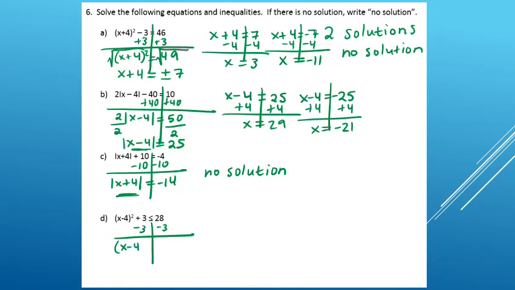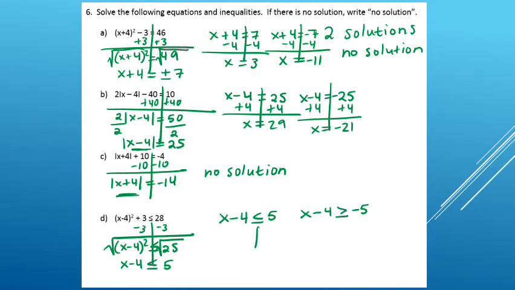I get x minus 4 squared is less than or equal to 25. I'm going to square root both sides. So I have x minus 4 is less than or equal to positive or negative 5. Except, let's not write positive or negative 5. Let's just write 5 right now. So we need two inequalities here. So x minus 4 is less than or equal to 5. And then remember, we also write a second one. x minus 4 is greater than or equal to negative 5. So we flip the sign of the inequality, and we flip the sign of the number.